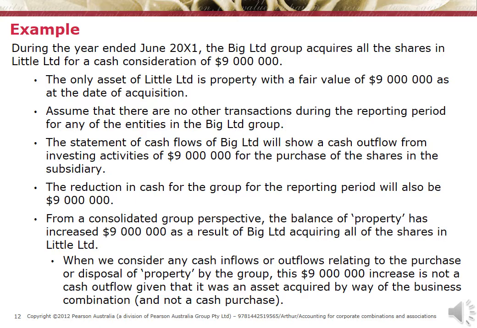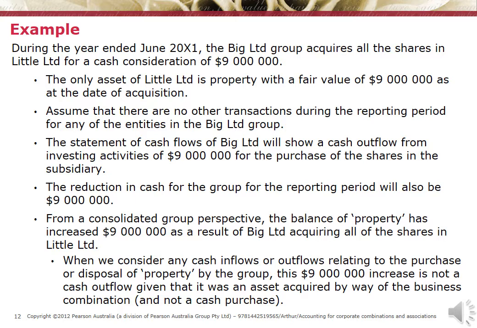We're assuming that there are no other transactions during the reporting period for any of the entities within the Big Ltd Group. So for the consolidated accounts, within all the entities within the economic entity, there are no other transactions. The statement of cash flows of Big will show a cash outflow from investing activities of $9 million for the purchase of shares in the subsidiary. The reduction in cash for the group for the reporting period will also be an outflow of $9 million.